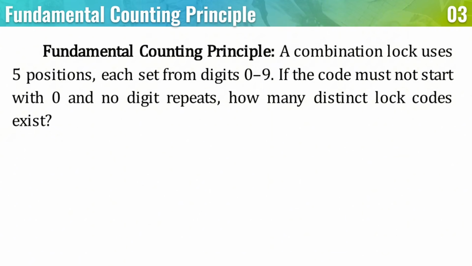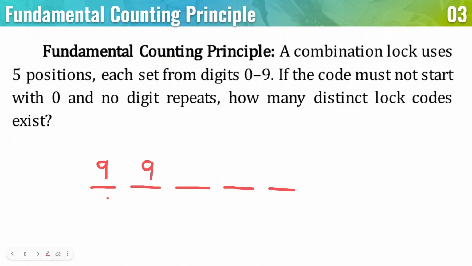Number 3. A combination lock uses 5 positions, each set from digits 0 to 9. If the code must not start with 0 and no digit repeats, how many distinct lock codes exist? So for this one, we have the first number having 9 options, since we have 1, 2, 3, 4, 5, 6, 7, 8, 9, but not 0. For the next one, we have also 9 options, because if this is a non-zero number, then this can be any number from the remaining 9.